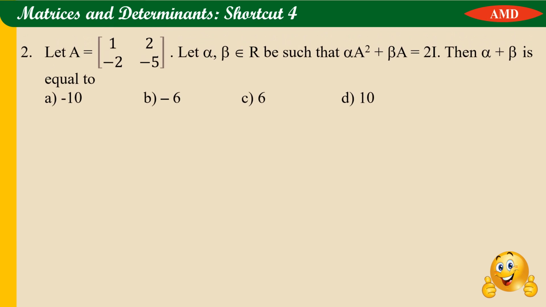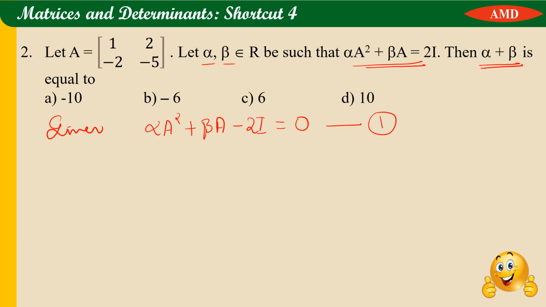Here is another question where the matrix A is given to us and an equation is also given. There are two unknowns alpha and beta whose sum we are supposed to find out. Let's first consider the given equation alpha A square plus beta A minus 2I is equal to 0. Maybe I'll call this equation 1.